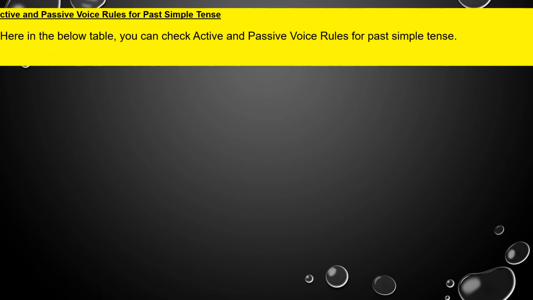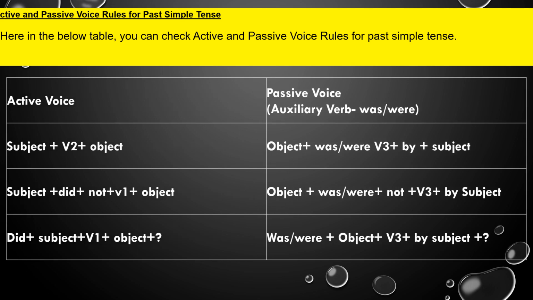Next is the rules of the simple past. You can check the active and passive voice for the past simple tense. Active voice: subject plus V2 plus object. Passive voice: subject plus was/were plus V3 plus by plus object. The auxiliary verb V2 is was/were.